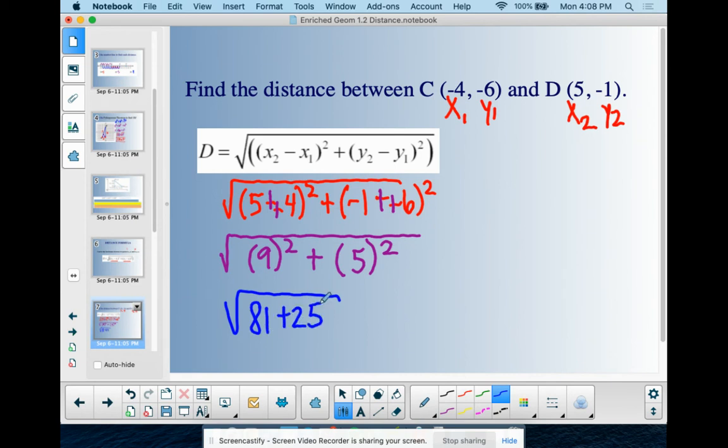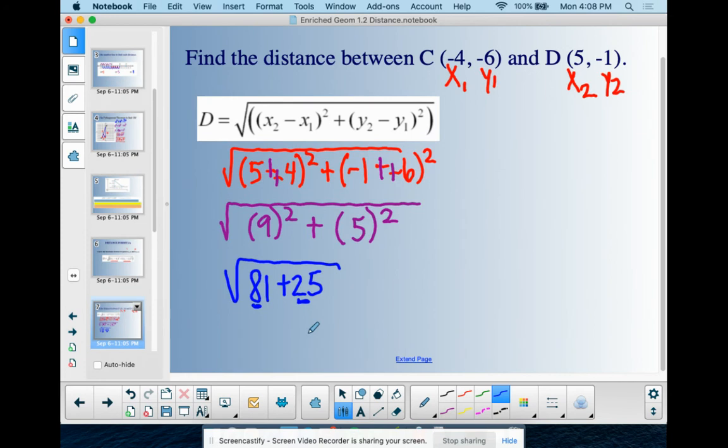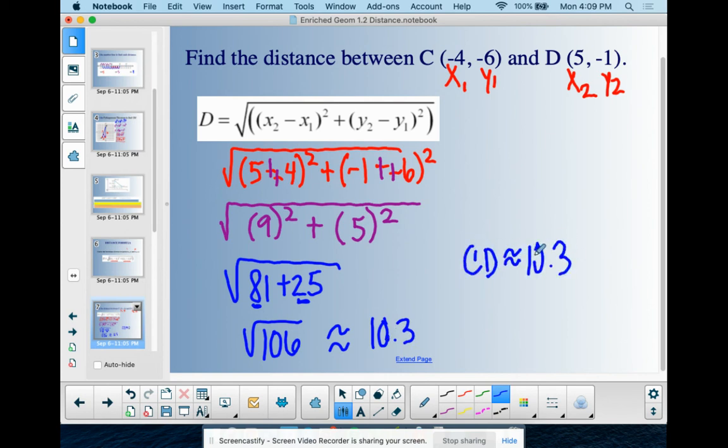Just a pro tip, you guys, you'll never get a negative number under your radical, right? Because even if this is a negative 9 here, a negative times a negative is still going to be positive. So these two numbers here and here will always be positive no matter what. Okay, and then we add those together, 81 plus 25, 106. And now you can take the square root of 106, and we should get about 10.3. So CD is approximately 10.3. Again, please excuse my board, you guys.